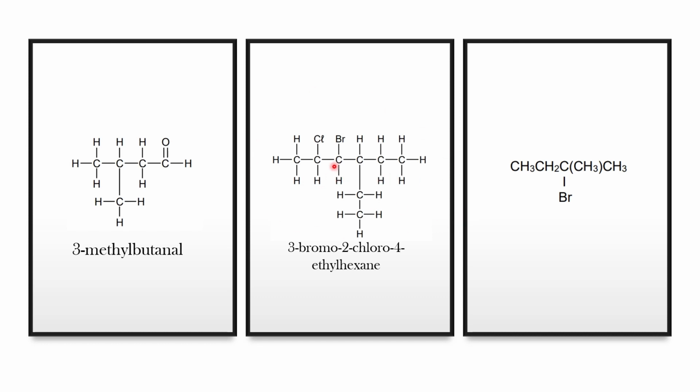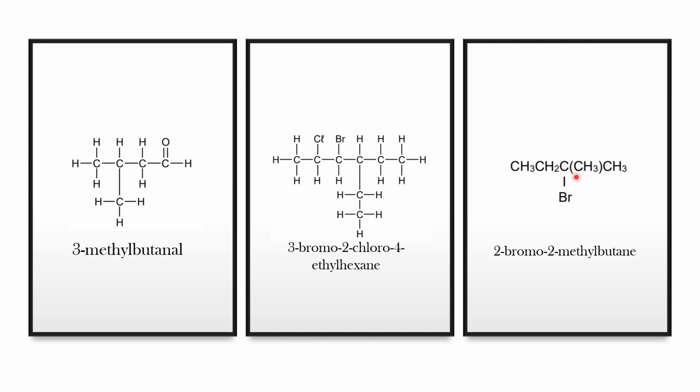The second one, we're going to go 1, 2, 3, 4, 5, 6, hex. Hexane, single bonds, there's a Br here and there's an ethyl here. The ethyl sits on 1, 2, 3, 4, so it'll be 4-ethyl hexane, and the Cl and the Br, 1, 2, chloro, and 1, 2, 3 on the bromo. 3-bromo-2-chloro-4-ethyl hexane.